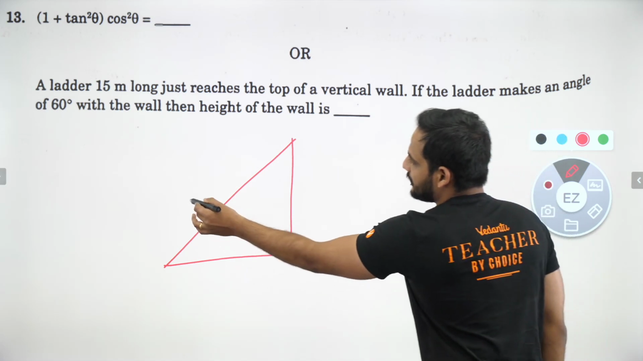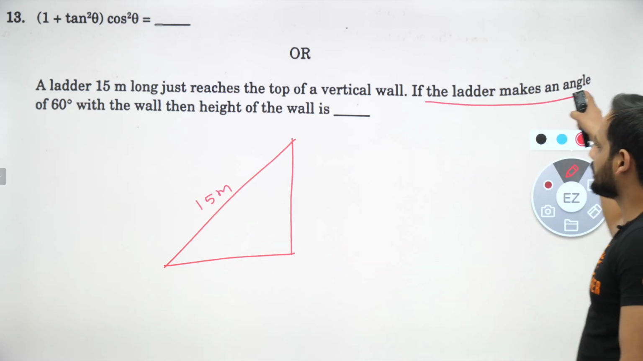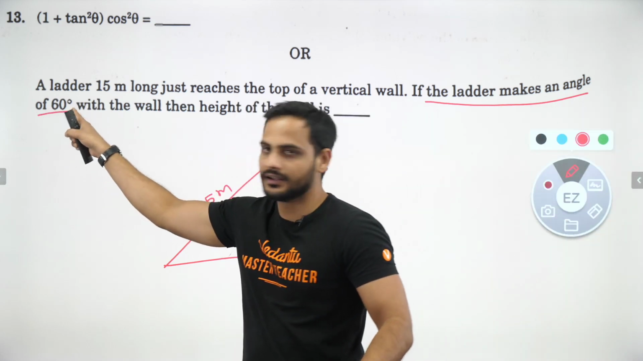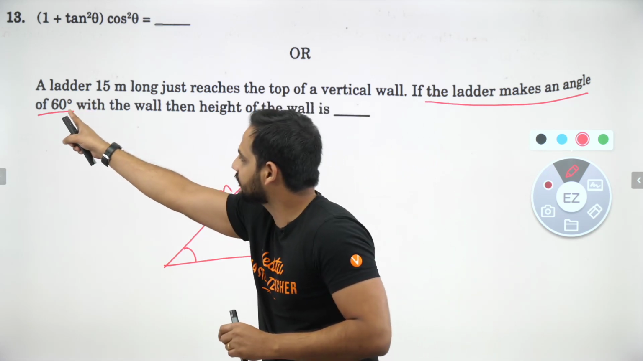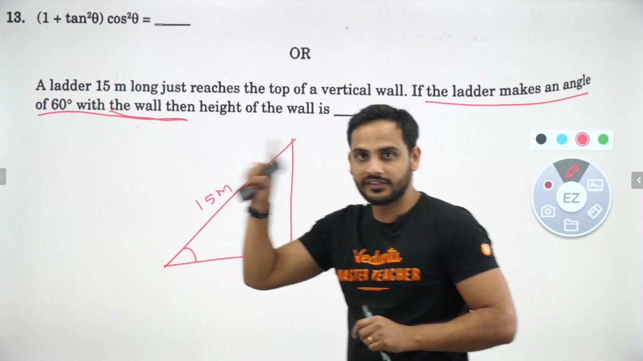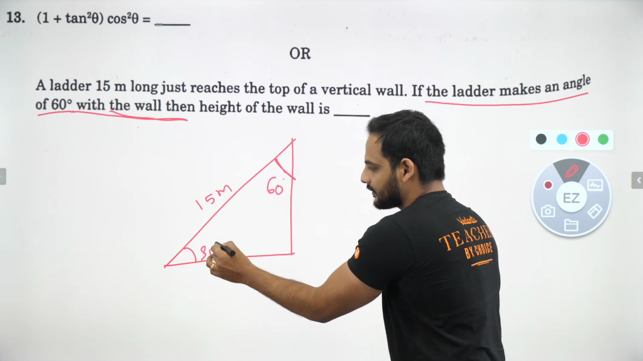The ladder is 15 meter long. Now remember what they are saying. If the ladder makes an angle of 60 degree, people write 60 degree here, but wrong. Read the question. 60 degree with the wall. That means this angle is 60 degree, so this angle will be 30 degree.